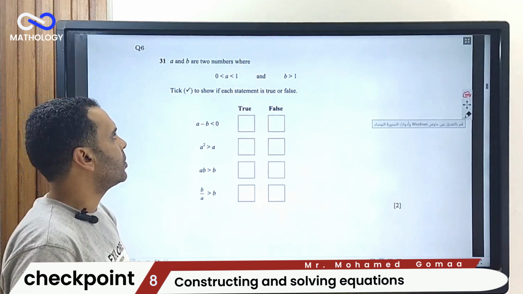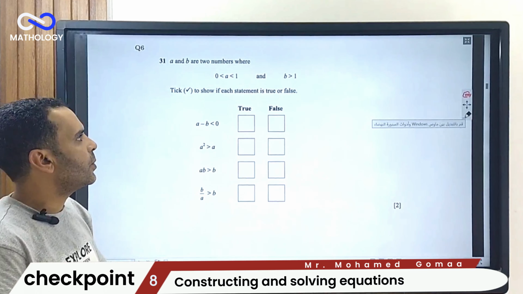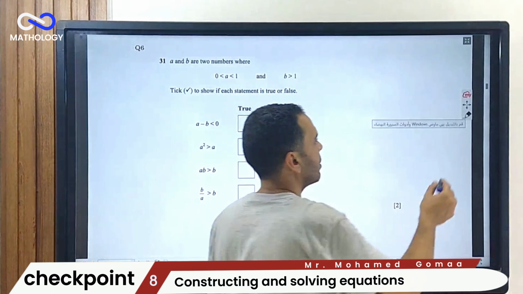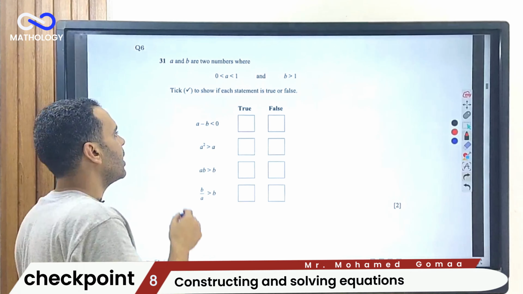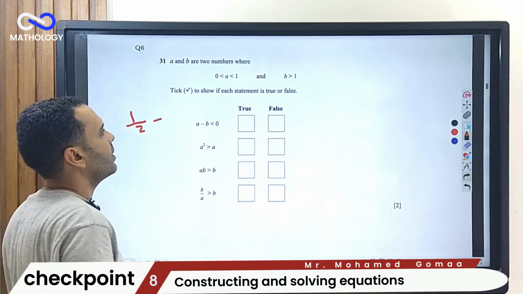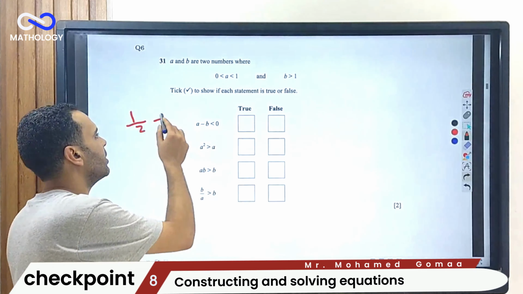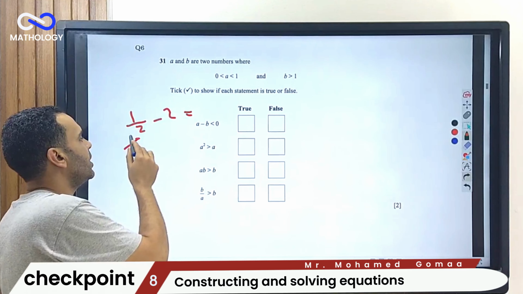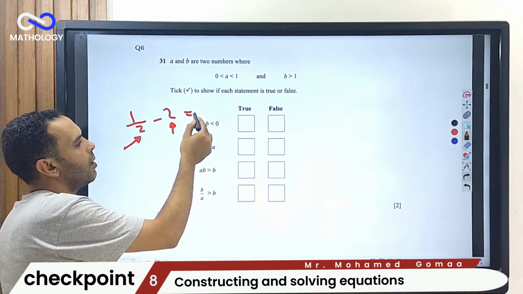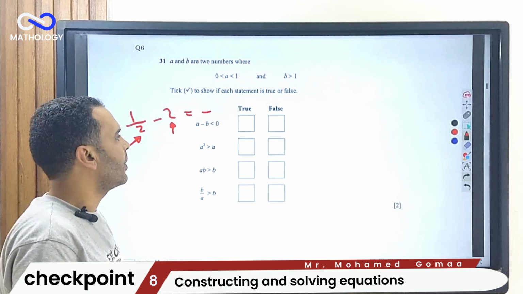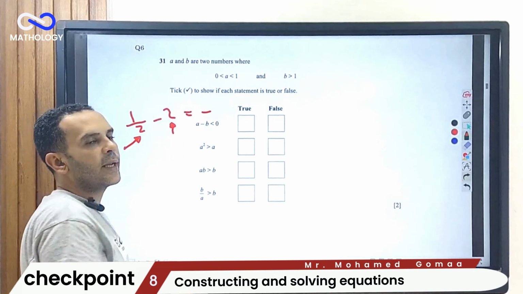Determine if each statement is true or false. a minus b smaller than 0. a is any proper fraction between 0 and 1, like half, minus b greater than 1, like 2, 3, any number. Smaller number minus greater number, smaller minus greater, is always negative. That means a minus b is smaller than 0. Smaller than 0 means a negative number.